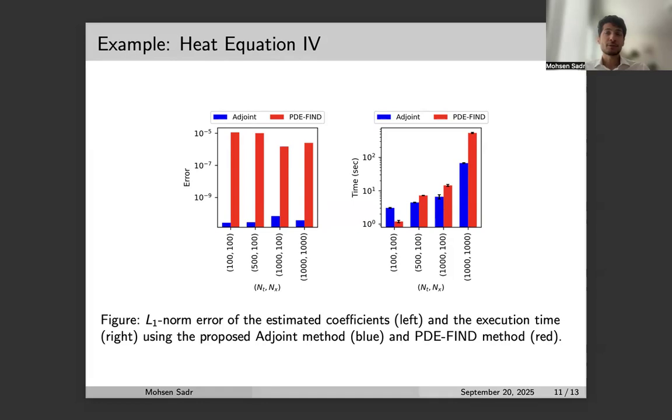Clearly, the adjoint method consistently provides more accurate solutions. And interestingly enough, as the size of the dataset increases, the adjoint method remains cheaper than PDE-FIND. For example, we obtained one order of magnitude speed up compared to PDE-FIND while also discovering more accurate PDEs in the 1000 by 1000 dataset.